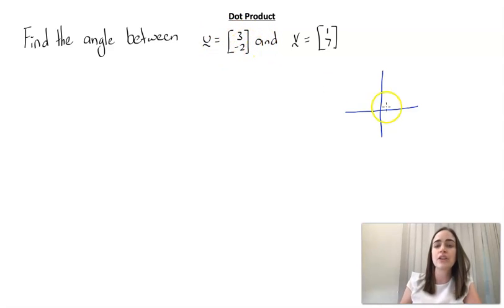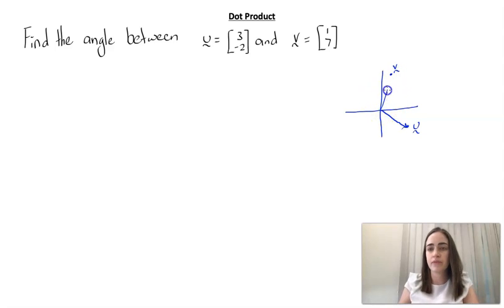So if u is 3, minus 2, we're going to go across 3, down 2, so it would come down this way somewhere. So that's u. And our v is 1, 7, which would come up this way somewhere. Oh, that didn't work at all. Hang on. Okay, so you can see that it's going to be an obtuse angle from that. And it just gives us, like I said, a ballpark so we can check our answer.